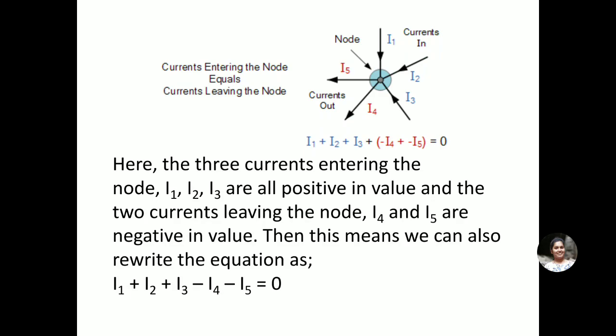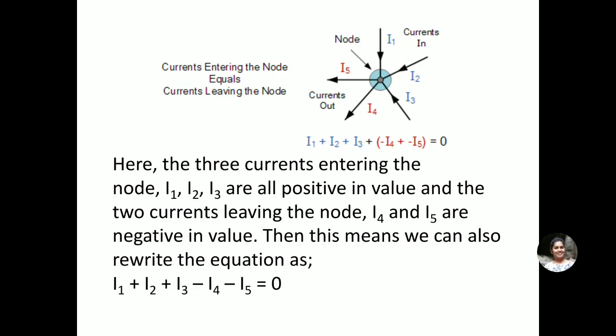Or simply, currents entering the node equal the current leaving the node. So what I can write is that I1 plus I2 plus I3 will be equal to I4 plus I5. This is one way we can represent it.